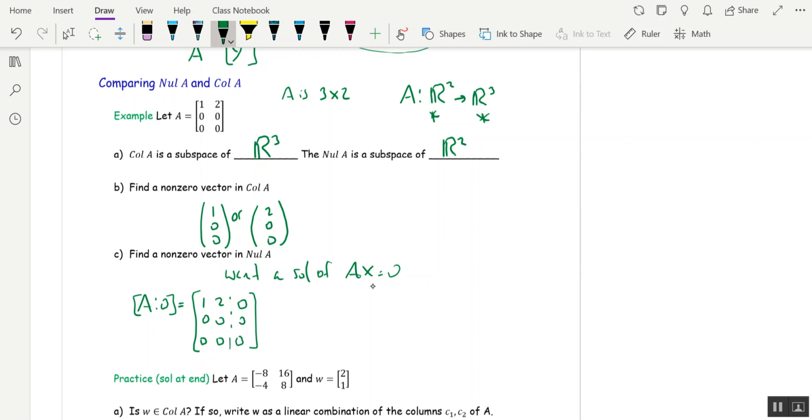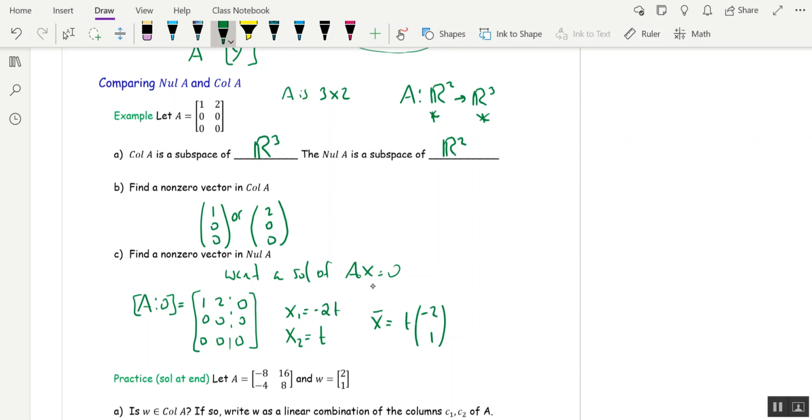Now this is already in reduced echelon form, so there's really nothing to do except write down the solution. We've got two variables, x1 and x2. There's no pivot in the second column, so x2 is free. x1 is not free, it's negative 2t. So solutions look like t times (negative 2, 1).